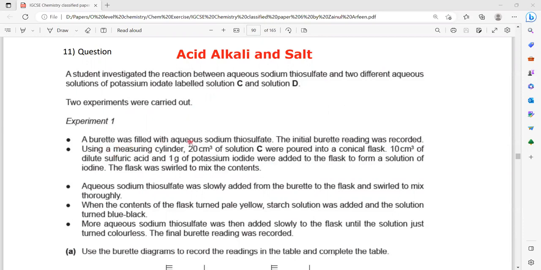In the first one, a burette was filled with sodium thiosulfate, and the initial burette reading was recorded. Using a measuring cylinder, the student transferred 20 cm cube of solution C into a conical flask. So the student filled the measuring cylinder with 20 cm cube of solution C and transferred it into a conical flask. So in the conical flask, there is 20 cm cube of solution C.